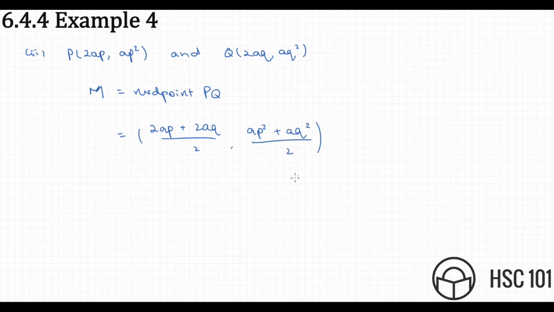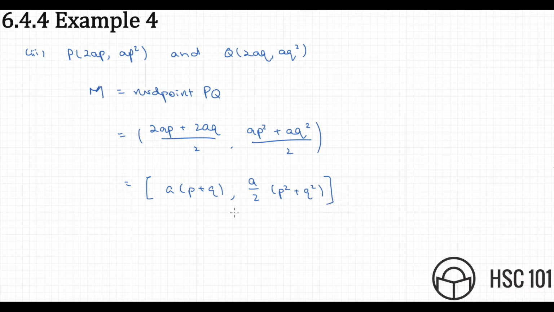With the (2ap plus 2aq) over 2, we should be able to see that this just becomes ap plus aq, which is a(p plus q). And the (ap squared plus aq squared) over 2 just becomes a over 2 times (p squared plus q squared).